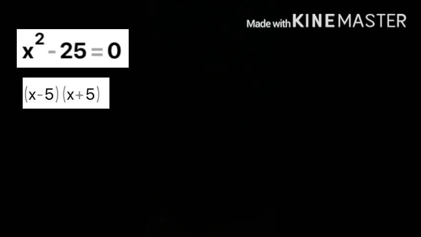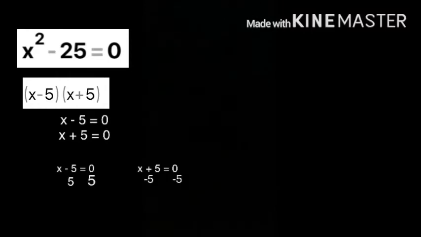Now, since it's all factored out, we are going to use the zero product property. That means that the two factors need to be 0. So, x minus 5 equals 0, then x plus 5 equals 0. Now we are going to isolate the x. So what we're going to do is add the additive inverses of these numbers. The additive inverse of negative 5 is 5, and the additive inverse of 5 is negative 5. So then, the numbers will get cancelled. Then we have the final answer, which is 5 and negative 5.